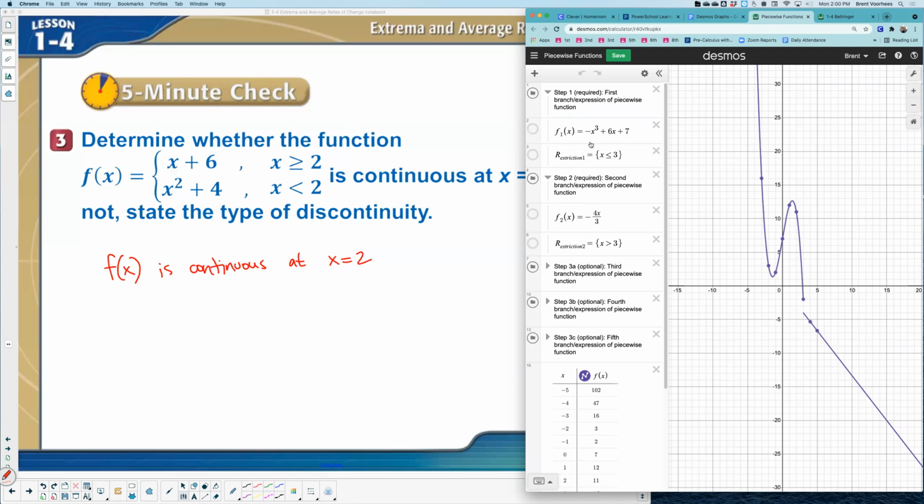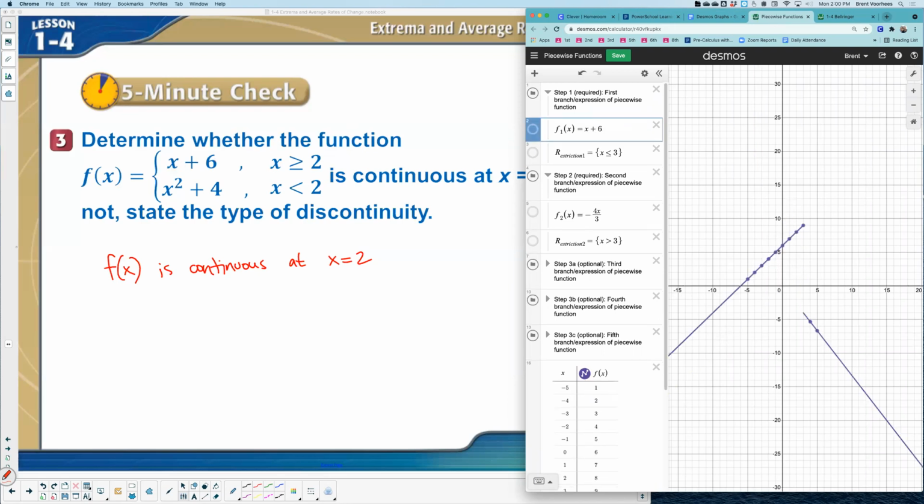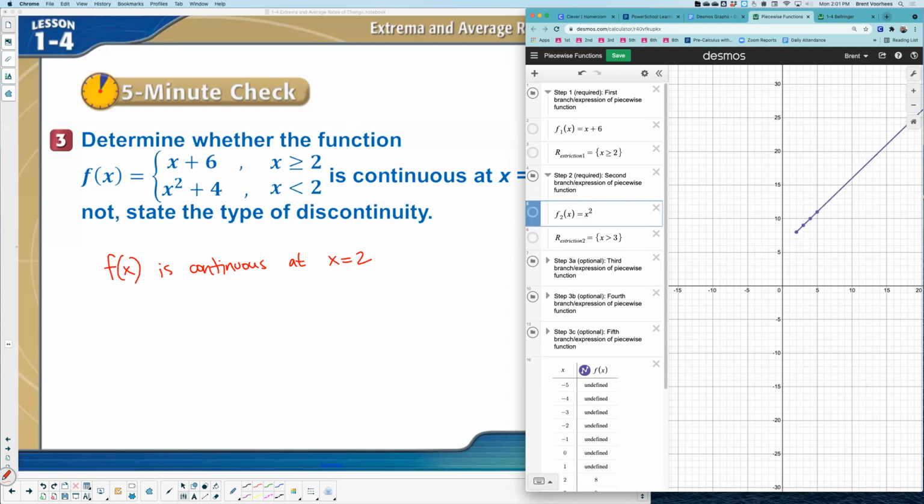So in this particular problem, I would just say, okay, the first graph was that x plus 6, where x is greater than or equal to 2. So there would be the first piece. And the second piece of graph was that x squared plus 4 when x is less than 2. And it would show you the graph just like that. It would put it all together for you.